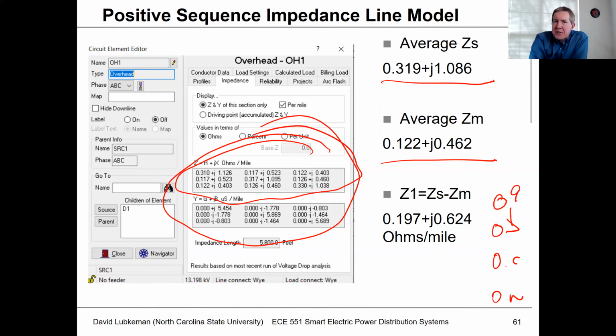The off-diagonal values are not all the same, but I'm going to average each set. And then based on the average values, I'm going to calculate this positive sequence impedance, all right? So this is what I'm going to be using for my hand calculation.